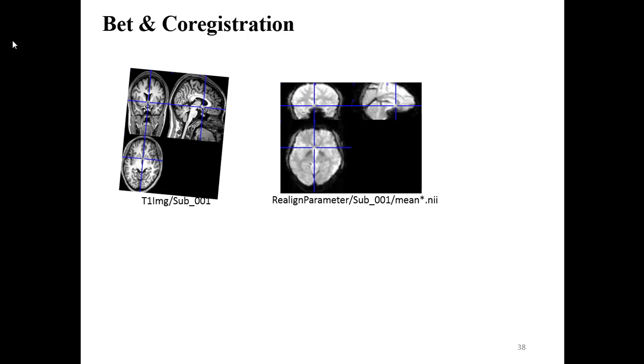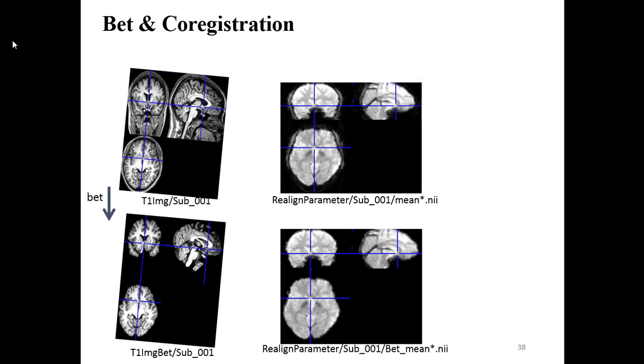And why do we do BET? Here, you look at the structural image, you can see the skull, and in the functional data, the skull is not obvious. So if you coregister the T1 data to the functional data, then the skull will be a confounding effect. So sometimes we make the coregistration bad. BET can do the brain extraction, so you will see the skull is removed for the T1 data and for the functional data. Now when you coregister this one to that one, then the confounding effects are removed.